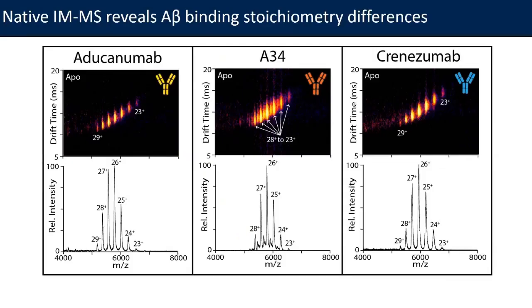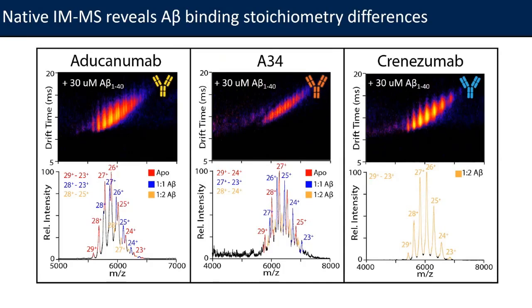So here's what some of the data look like. This is just for the antibodies on their own. Aducanumab and crenezumab generate native charge states that you might expect. A34 has some satellite peaks here that relate to different isoforms, truncations of the sequence, that we can also remove from our analysis if we want to, but it appears to be just as structurally stable as the other antibodies in the screen.